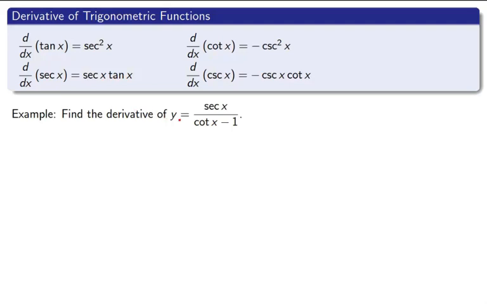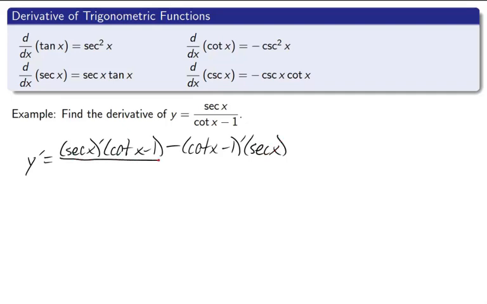Here's your example. Let's find the derivative of y equals secant x over cotangent x minus 1. Again, we need the quotient rule. Derivative of the top times the bottom minus the derivative of the bottom times the top divided by the bottom squared.